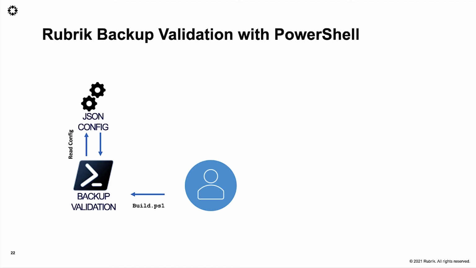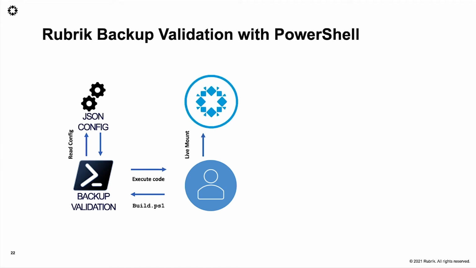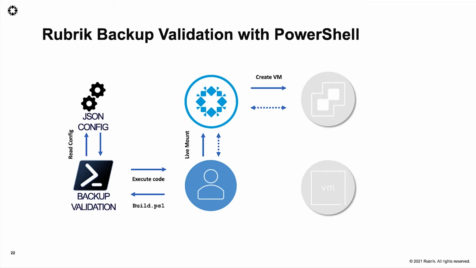So it's going to pull in all of this configuration. The code's going to simply execute at that point. And the first thing that's going to happen is a live mount's going to get requested from the Rubrik platform. So the live mount process will then call the proper VMware APIs to map an NFS data store, which resides on the Rubrik platform, to vCenter, right? And then it's going to create a VM directly from the backup files on Rubrik.